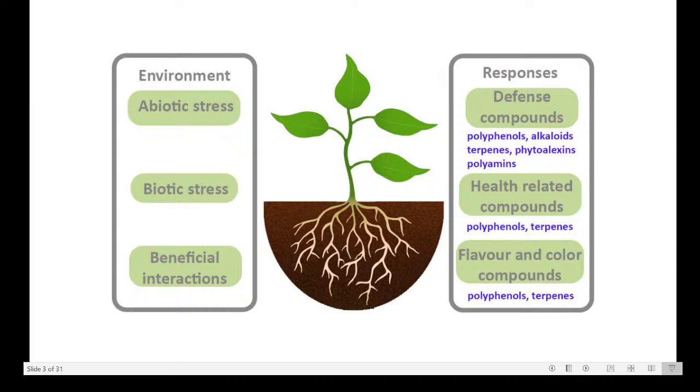Another thing is health-related compounds: phenols and terpenoids, for their health maintenance. The plant has to maintain its health. It should be healthy, it needs to grow healthily. So they produce some compounds, that is polyphenols and terpenes.